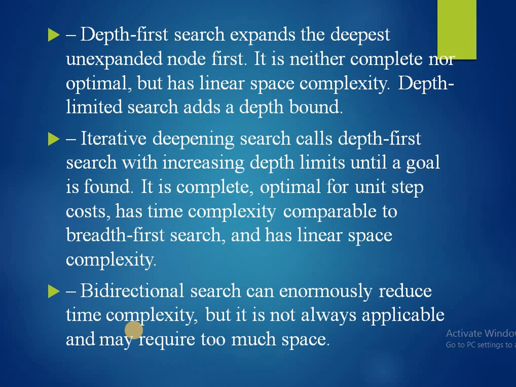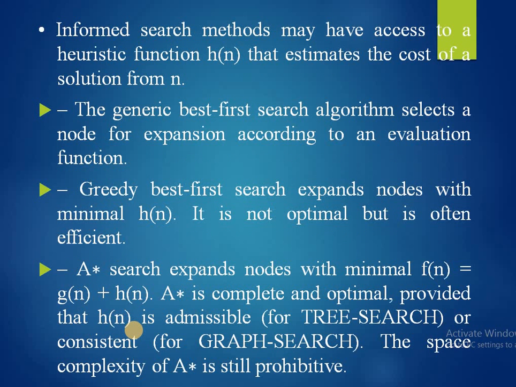Depth limited search adds a depth bound. The iterative deepening search calls depth first search with increasing depth limits until a goal is found. It is complete, optimal for unit step cost, has time complexity comparable to breadth first search, and has linear space complexity. The bidirectional search can enormously reduce time complexity, but it is not always applicable and may require too much space. So all these are the uninformed search methods.